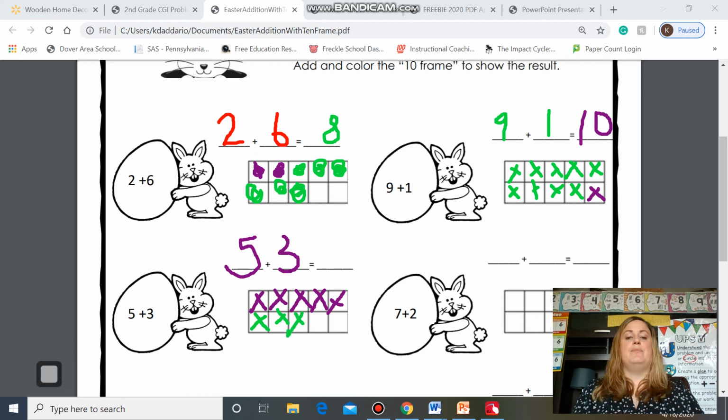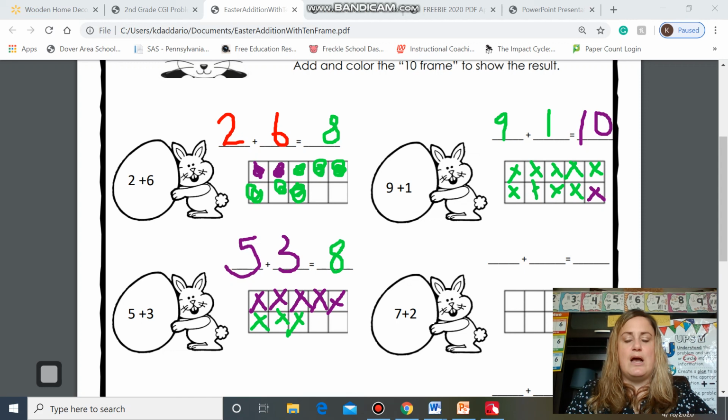Now count up everything I drew in all your circles so we can find the sum. So we have 1, 2, 3, 4, 5, 6, 7, 8. Excellent. So 5 plus 3 equals 8. That is our sum. All right, great job, friends.